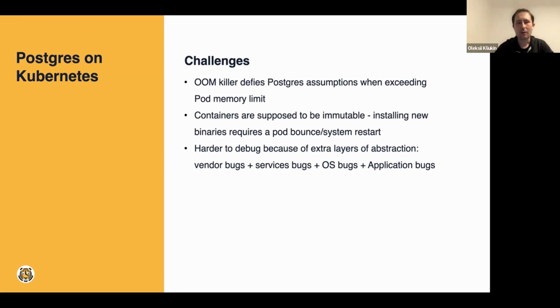new failure patterns. Also, because Kubernetes provides an extra layer of abstraction, it's harder to debug applications because you can have vendor bugs, or you can come across bugs in Kubernetes microservices, or there could be bugs in Linux, and all of that together requires experience and requires more time to find out the root cause.